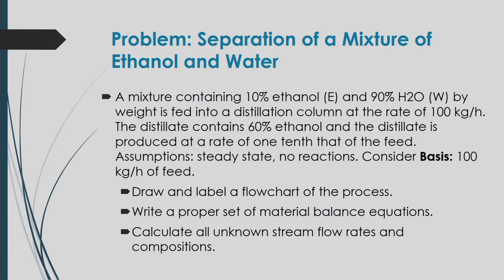Let us do another example, like separation of a mixture of ethanol and water. Now, a mixture containing 10% ethanol and 90% water by weight is fed into a distillation column at the rate of 100 kg per hour. The distillate contains 60% ethanol and the distillate is produced at a rate of 1/10 of that of feed. The assumptions given are steady state, no reactions, and consider that the basis is 100 kg per hour of feed. Now, in this case, draw and label a flowchart of the process, write a proper set of material balance equations and then calculate all unknown stream flow rates and compositions.